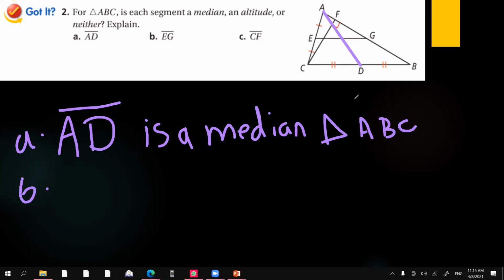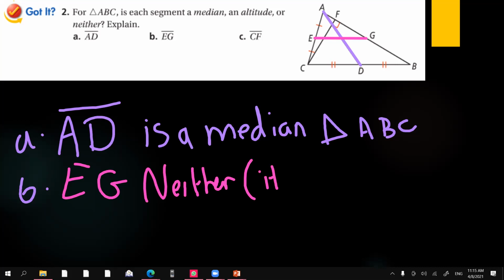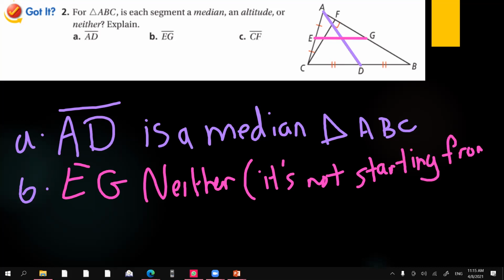Now look at EG. It's neither, Miss. EG. Does it start from the vertex? No. So it's neither. It is not starting from the vertex.